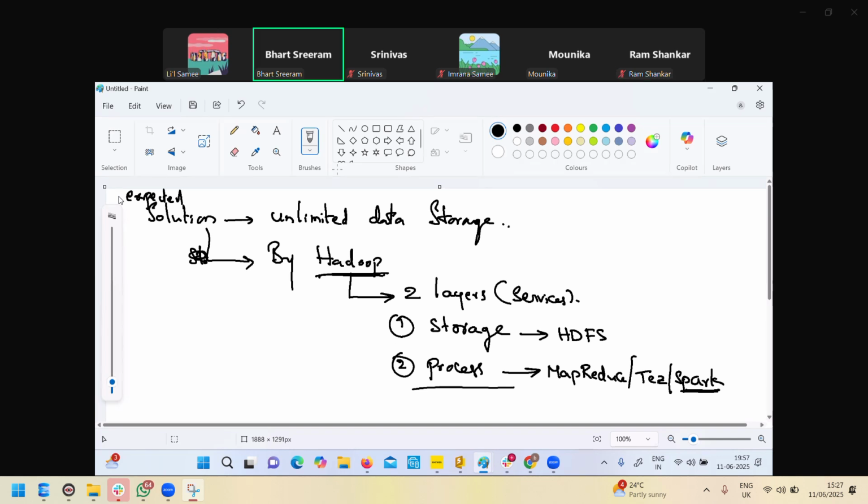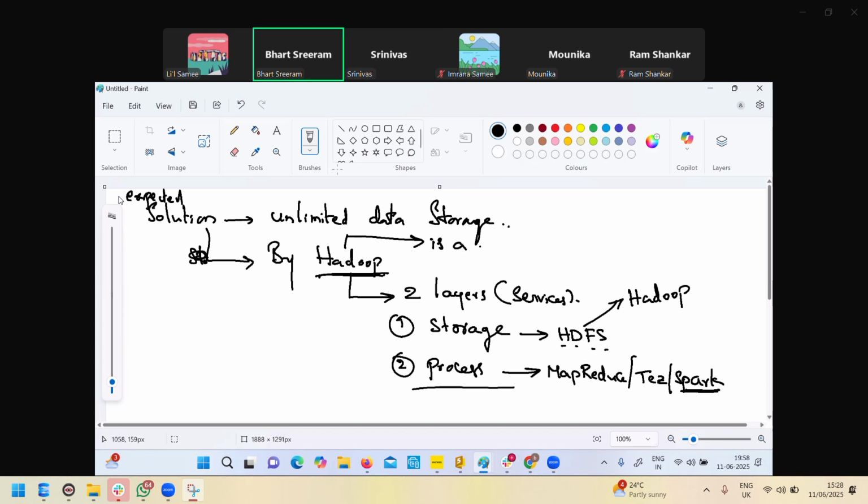That's why I am giving you the background knowledge. You can guess what this is: Hadoop Distributed File System. First of all, what is Hadoop? Big data.